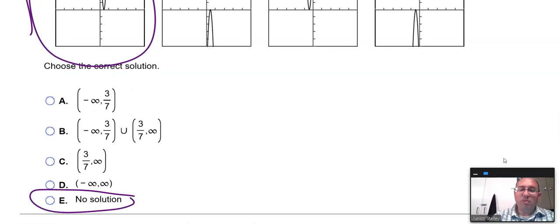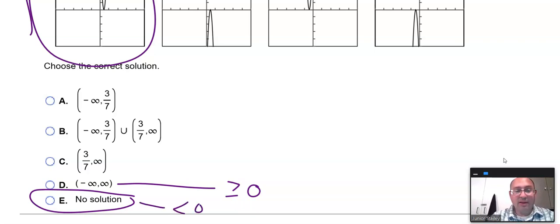Therefore, there's no solution to this question. Now, what if that had been flipped around? What if it had been greater than 0? Then, actually, that's not listed. The one for greater than or equal to 0 would have been listed right there. Everything was greater than or equal to 0. But that's not what they asked me for. They asked me for less than 0. And there wasn't anything that qualified for that.